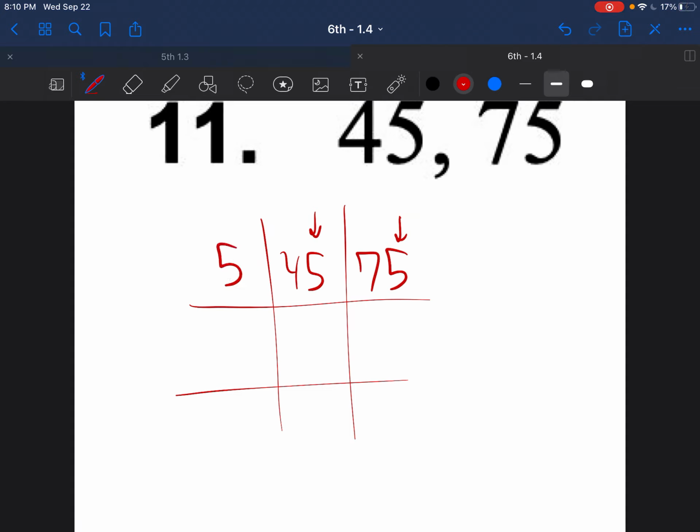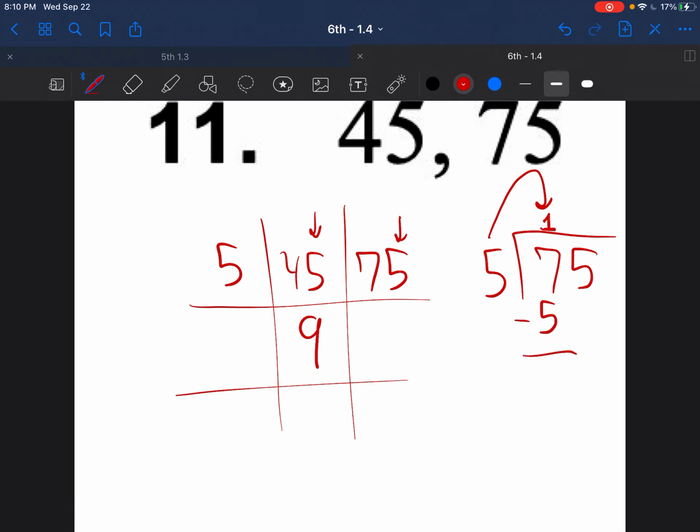5 goes into 45 9 times. Well, let's see how many times does 5 go into 75. If you don't know, you can divide. 5 goes into 7 one time. 1 times 5 is 5, so 7 minus 5 is 2. Bring down that 5. 5 goes into 25, I know, 5 times, so our answer is going to be 15.